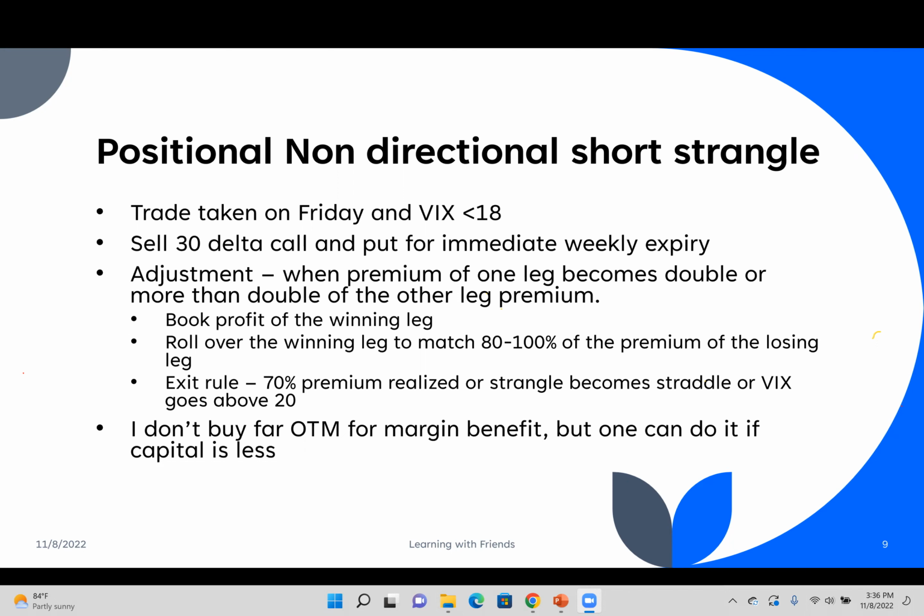So it is reverse, right? I mean, if I'm bullish, I create a put credit spread. If I'm bearish, I create a call credit spread. Debit spread is reverse of that. I hope I'm able to answer your question.